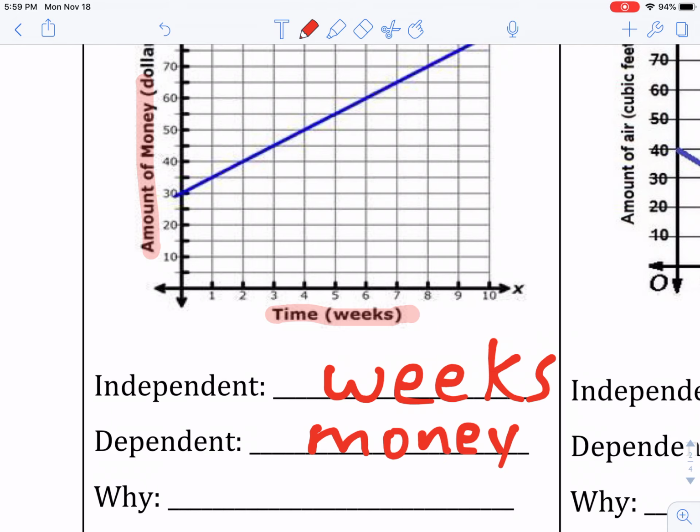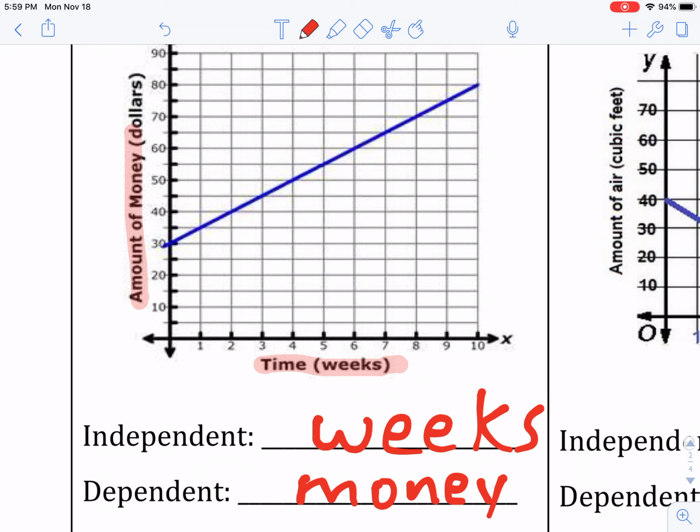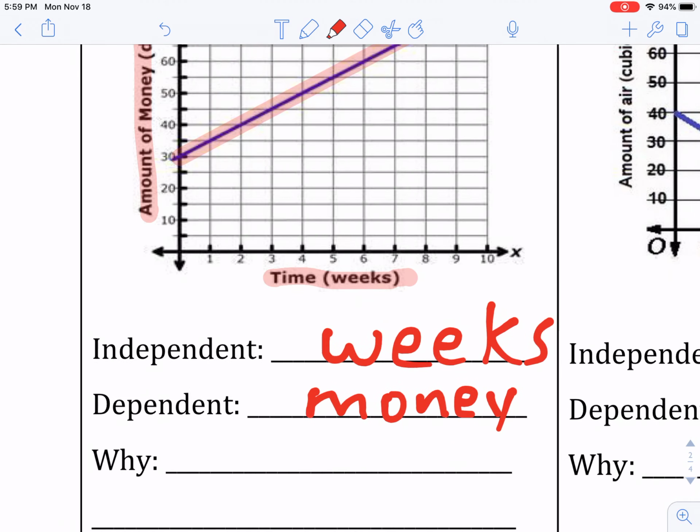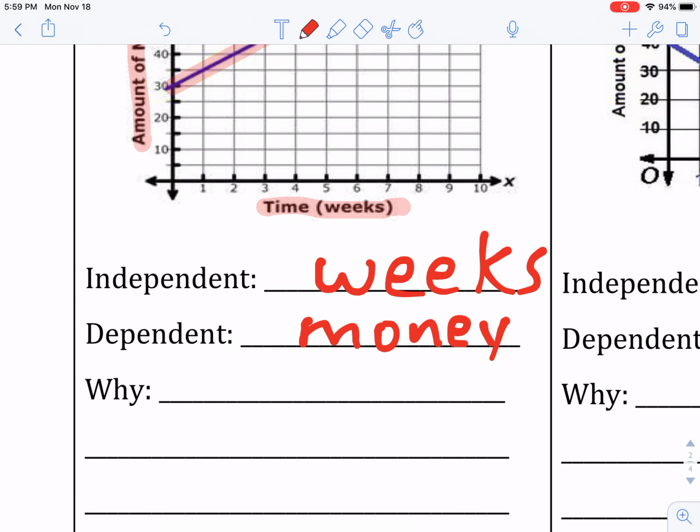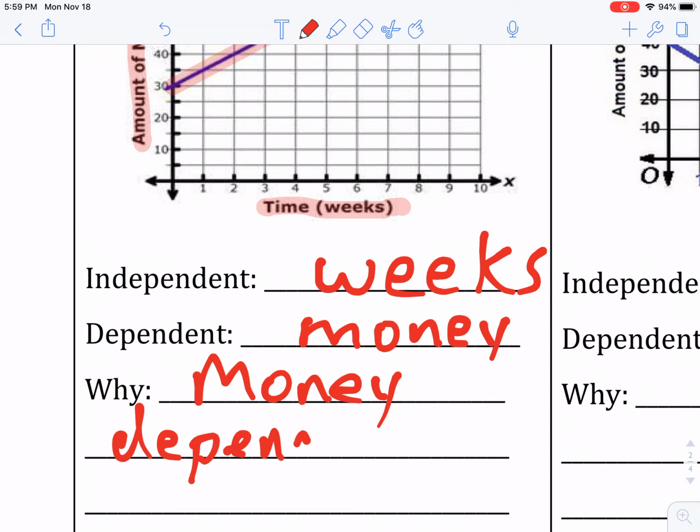And if you think about this logically, if we're looking at this graph, we can see that it's going up, right? And so the amount of money over the amount of time is going up. So what we're going to say is y is that. So the money depends on the weeks.